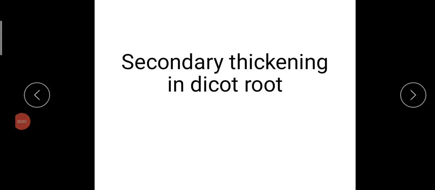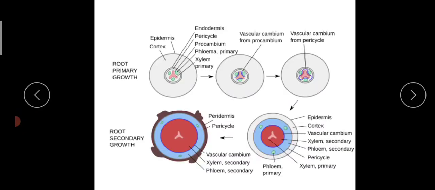Hi students, in this video we are going to discuss the secondary thickening in dicot roots. We have already learned about secondary thickening in dicot stem. So here a small difference is there.